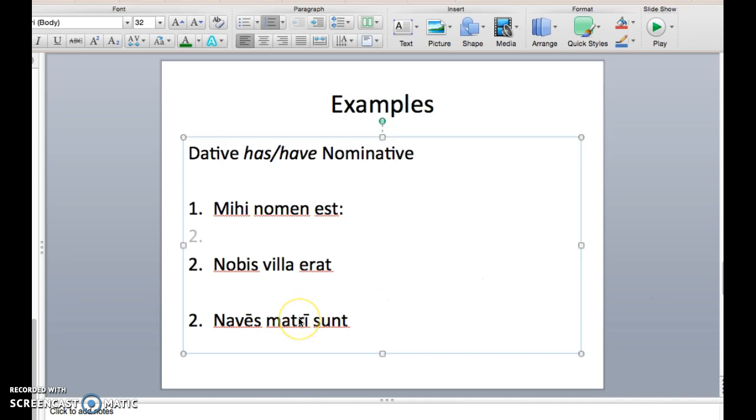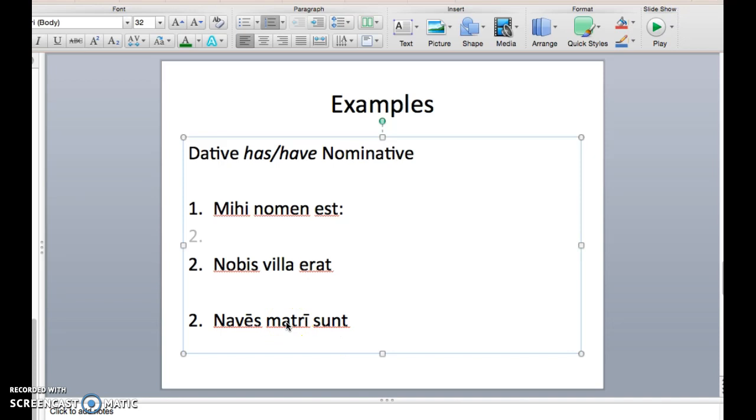All right, next one. Switch up the word order a little bit. Naves matri sunt. This is the mother has ships. This is a little weird because the reason why sunt is plural here, even though the possessor is singular, right? There's still just one possessor, the mother, singular. The reason why sunt has to be plural is because the thing being possessed is plural. So, right, literally this is there are ships, naves, to my mother, to the mother.